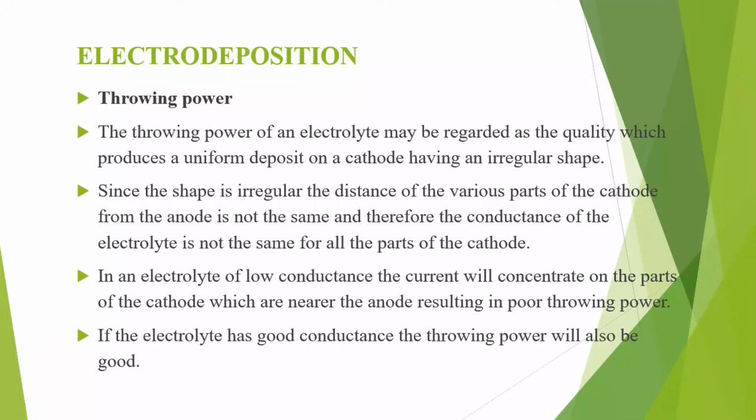So if the electrolyte has good conductance, then the throwing power will also be good. So to improve the throwing power, we have to keep a good distance between the cathode and the anode, thereby providing more conductance at all parts of the cathode, that is same conductance at all parts of the cathode. Also, presence of colloidal matter improves the throwing power, but it will also increase the temperature which will produce the opposite effect.